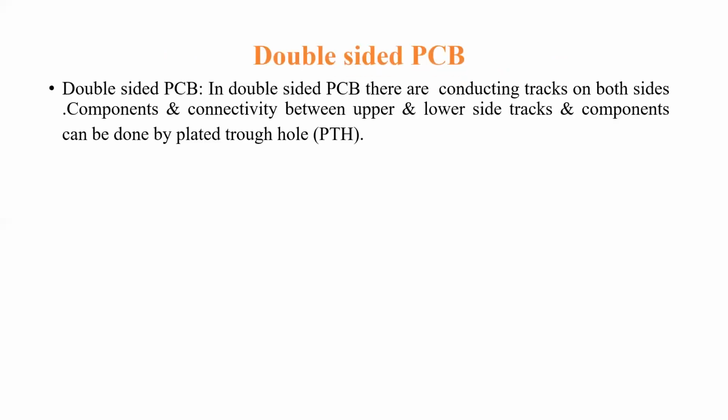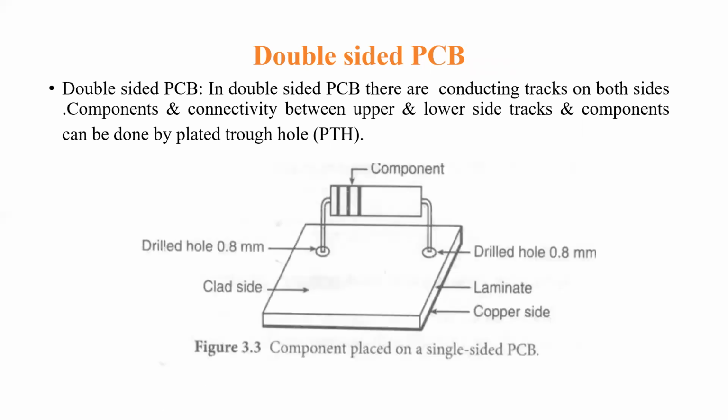Then double-sided PCB. In a double-sided PCB, there are conducting tracks on both sides. Connectivity between upper and lower side tracks and components can be done by plated through holes. There is a plated hole inside that PCB, and on both sides you can do the soldering. So see this figure. This is the hole. On this you can place the component.